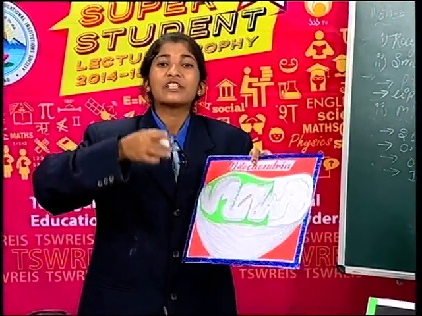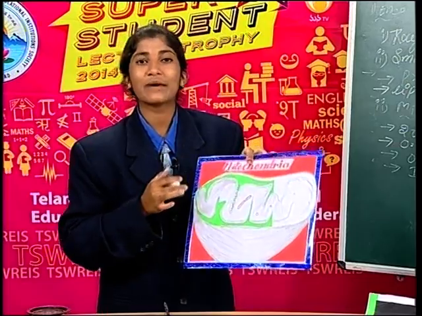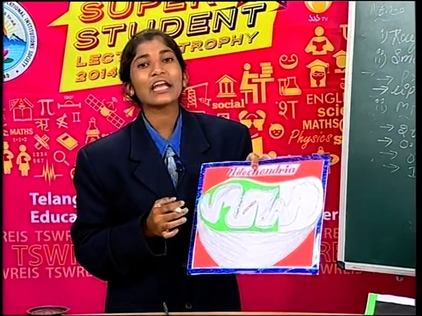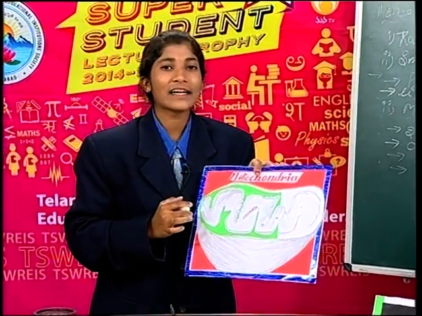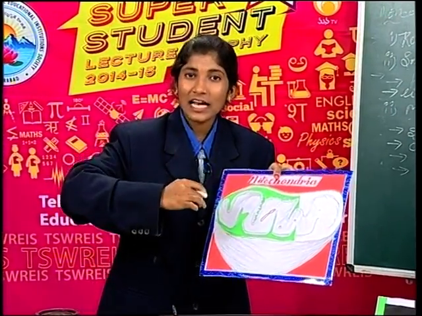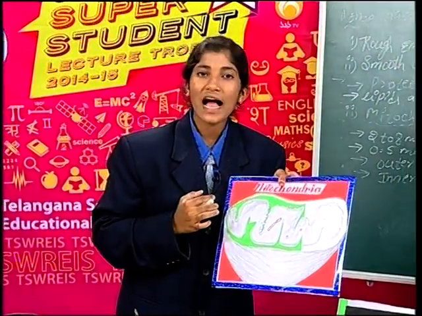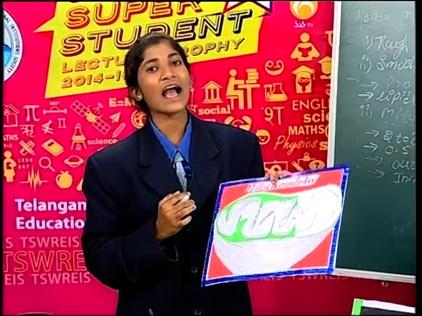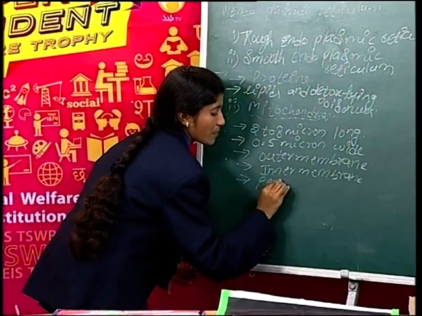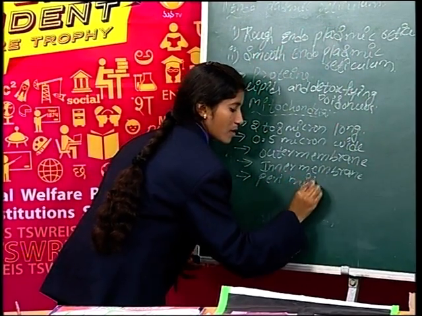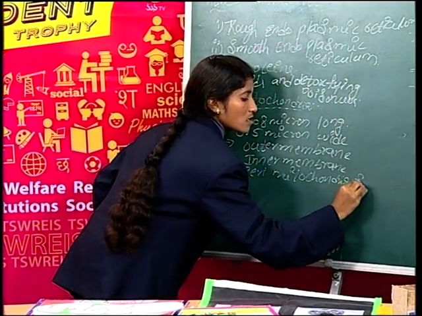A space which will be present between this outer membrane and inner membrane, we call it the perimitochondrial space. What is it? Perimitochondrial space. The space present between the outer membrane and inner membrane is called the perimitochondrial space.